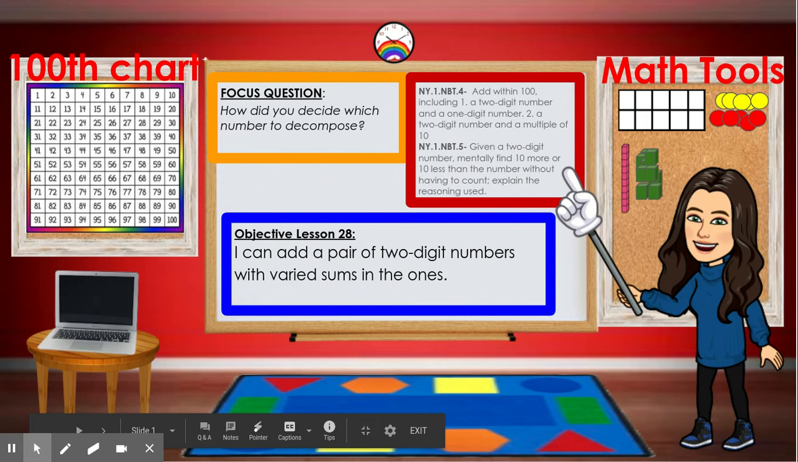Hi, teachers. Today's focus question is, how do you decide which number to decompose? And in this lesson, our objective reads, I can add a pair of two-digit numbers with varied sums in the ones.